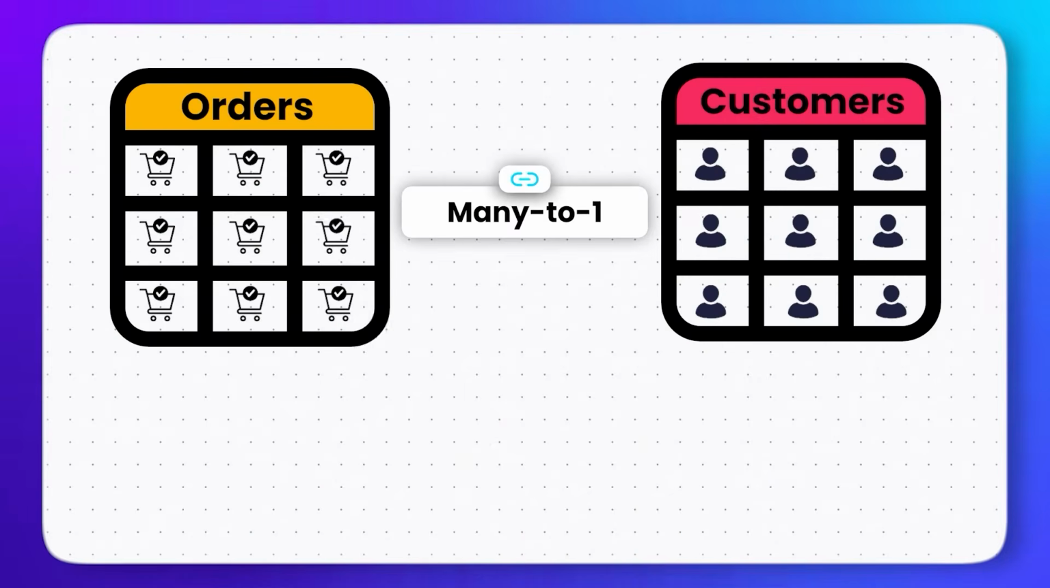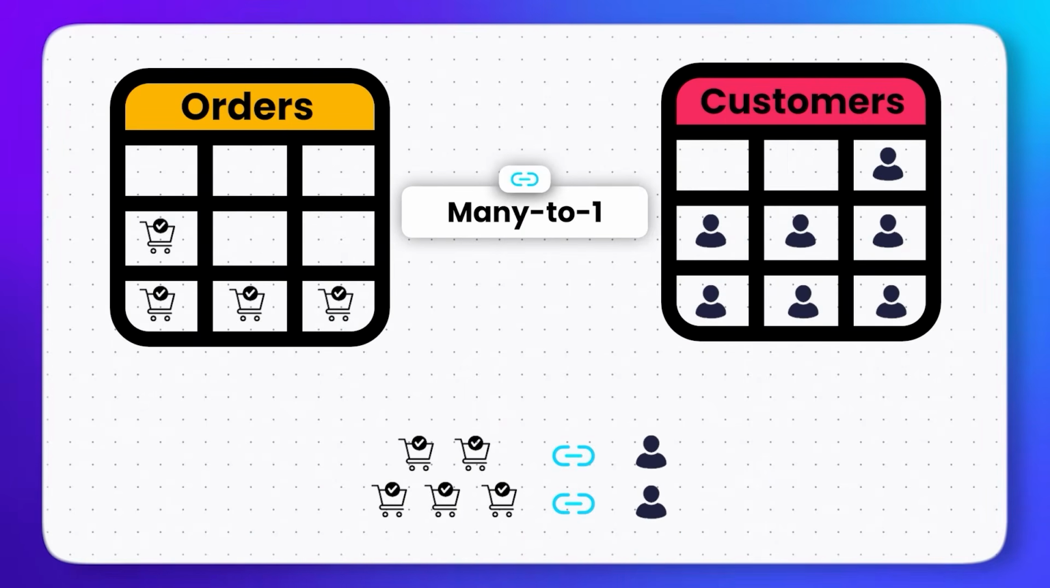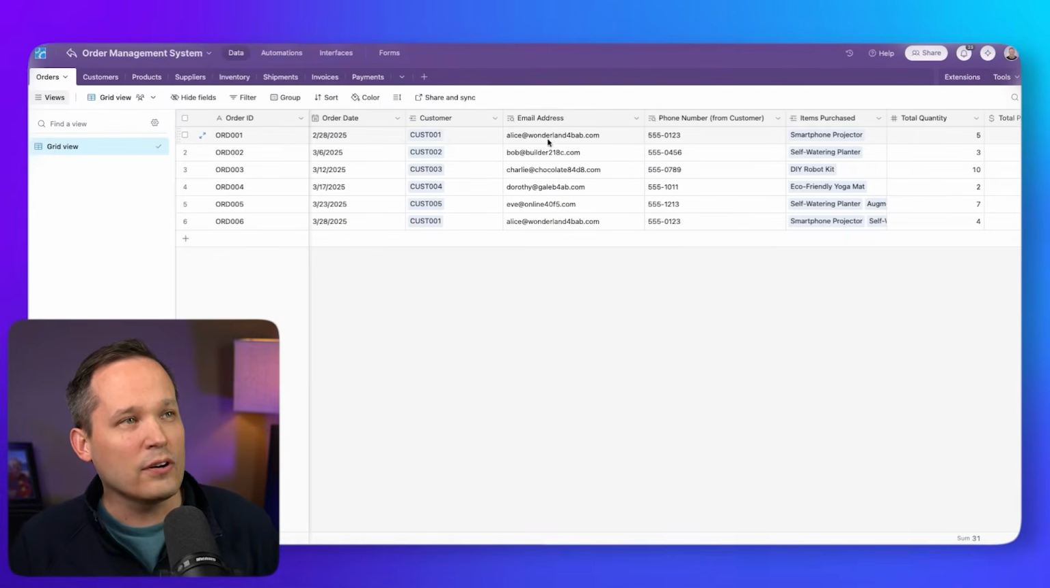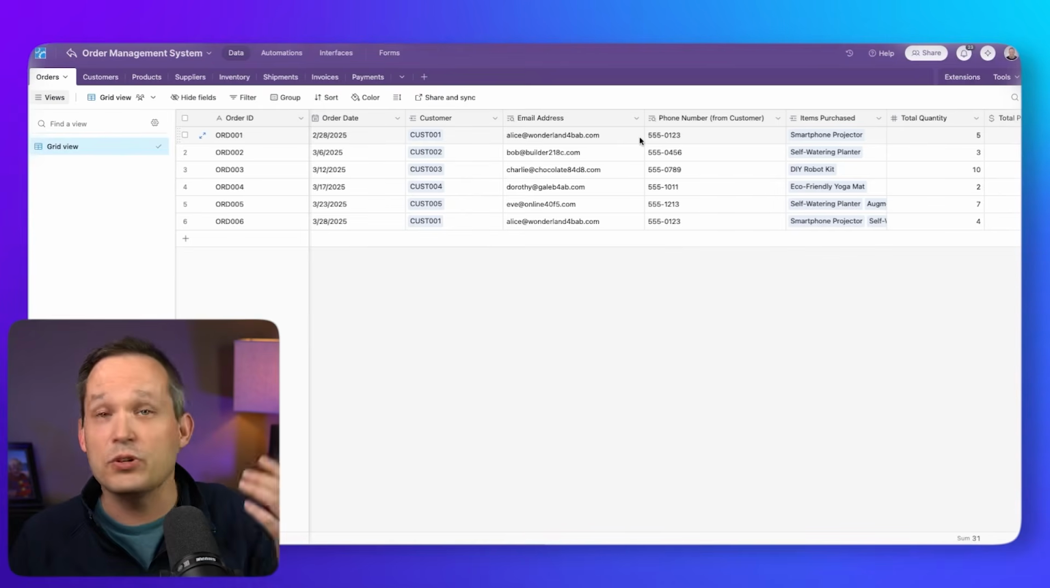Now, this works really well when we have many-to-one relationships. We have many orders to one customer. And so in doing so, on the order, we just have this one customer, therefore we have their one email address and their one phone number.